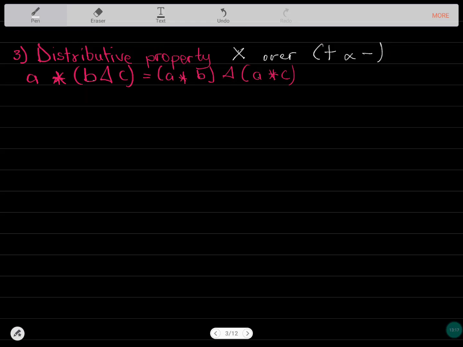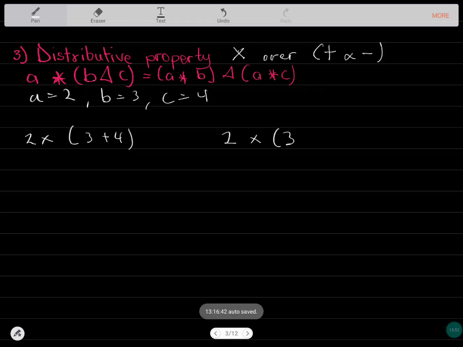So if I should have three numbers in this case, where we have A to be 2, B to be 3, and C to be 4. We could put them into this operation where we have 2 times into bracket 3 plus 4. Then on the other side, 2 times into bracket 3 minus 4. So we are testing for addition.